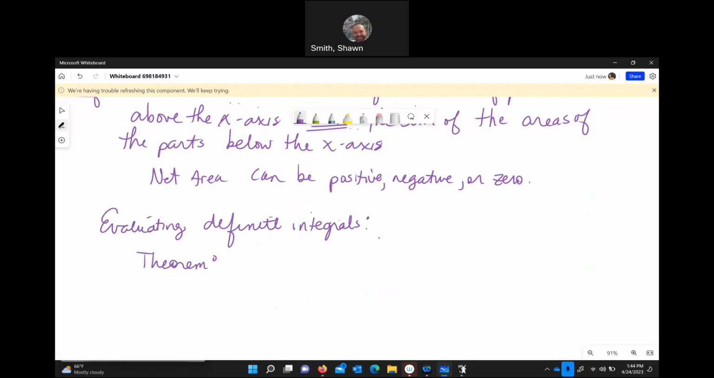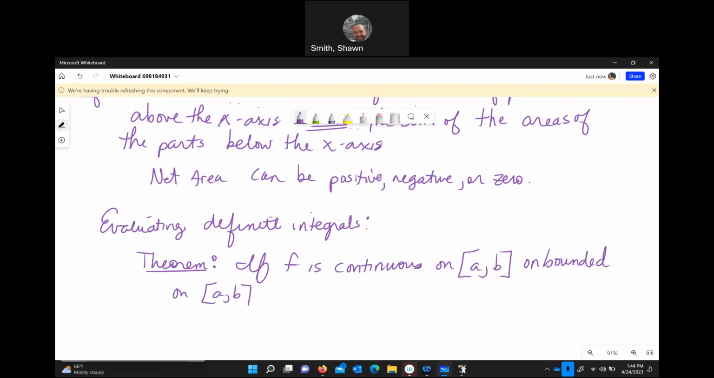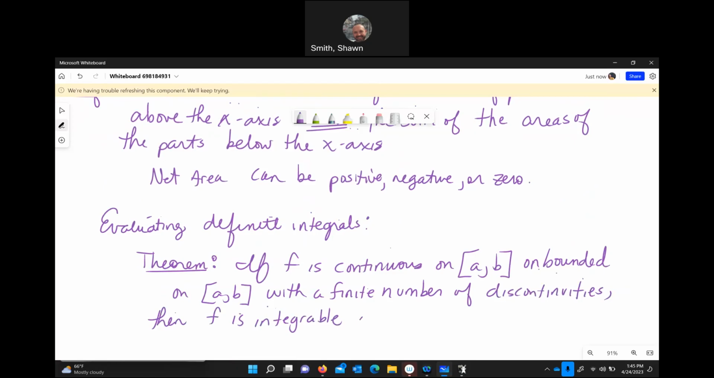All right, so evaluating definite integrals. Theorem says if f is continuous on a to b, closed interval, or bounded on that interval, with a finite number of discontinuities, then f is integrable on a to b. Much easier to see this interpreted with a picture.